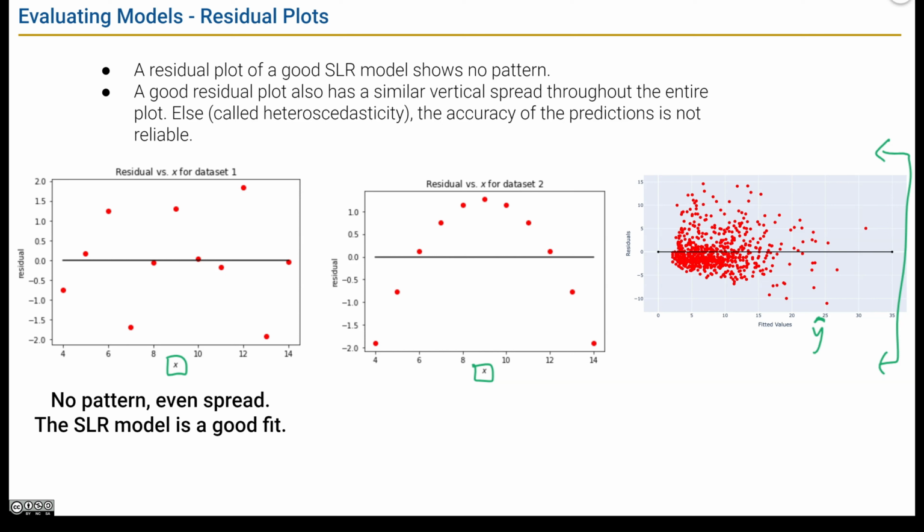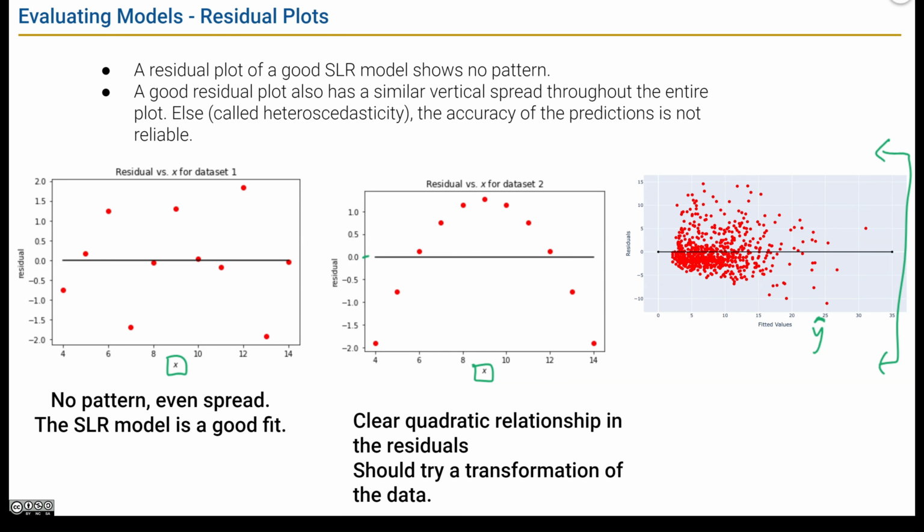So this first one on the left, this looks good. There's no pattern. I have even spread. This is indicating that this simple linear regression model is a good fit. The second one I have, even though the average of these data points is 0, this is saying, no, there's definitely a pattern in this data set, and it's hinting you should try a transformation of the data before you try to fit a model. And so we'll look at that in an upcoming video, how we can transform.